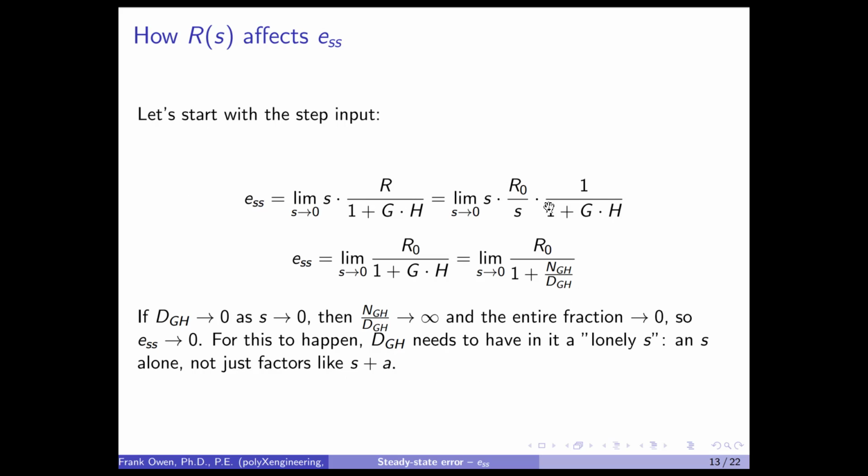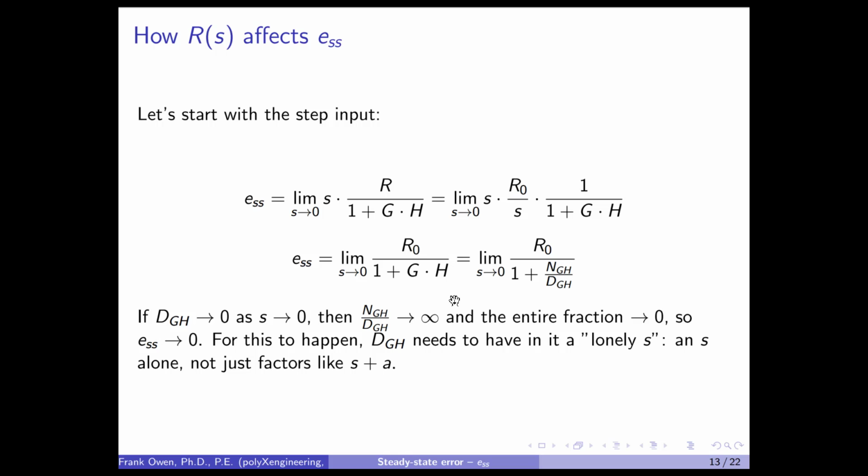This is broken out into the pieces. What happens is that the extra s that we get from the final value theorem cancels out with the s that you get from the unit step input, and so we wind up with this expression right here. In the next step over here, I have broken GH into N_GH over D_GH. So this is the numerator of the open loop transfer function, G times H, and this is the denominator of G times H.